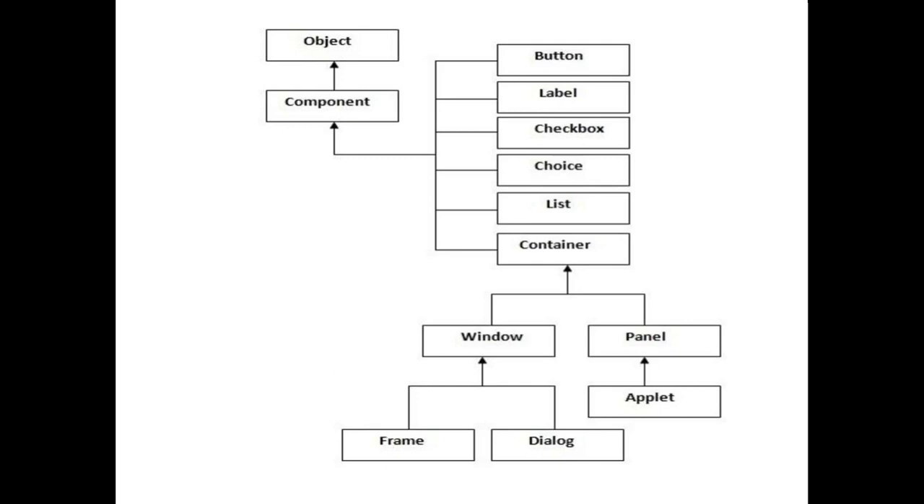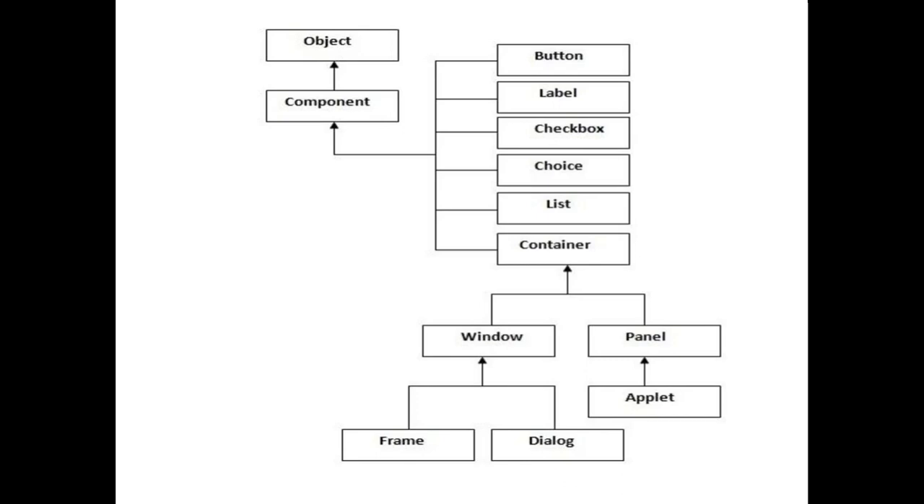Now, this is the class hierarchy, and Object is on top. Component is a subclass of Object, and everything is derived from that Object. That is the base class of Java, and Component has various subclasses like Button, Label, Checkbox, Choice list. A number of other components are also there. These are all components. Button is a component. Label, checkbox, choice list, and container are components.